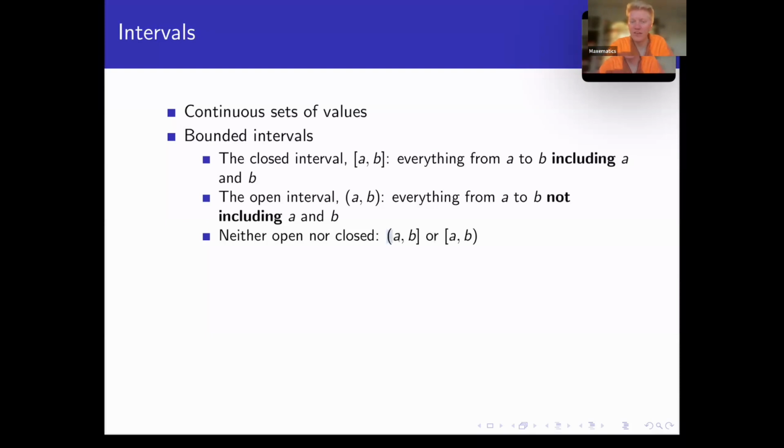So what this one would say is everything from A to B, A not included, but B included. This would say everything from A to B with A included and B not included. Well, those are all bounded intervals.